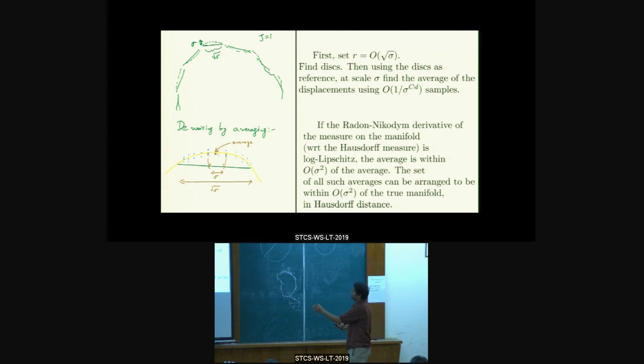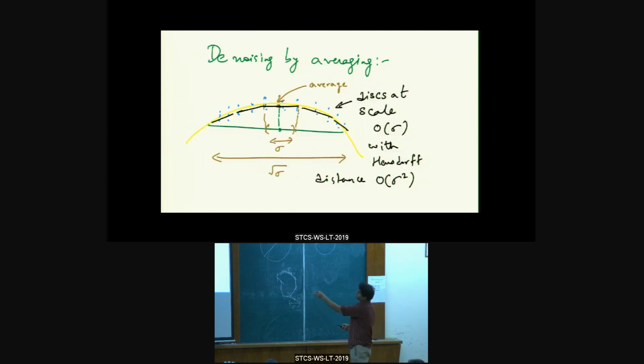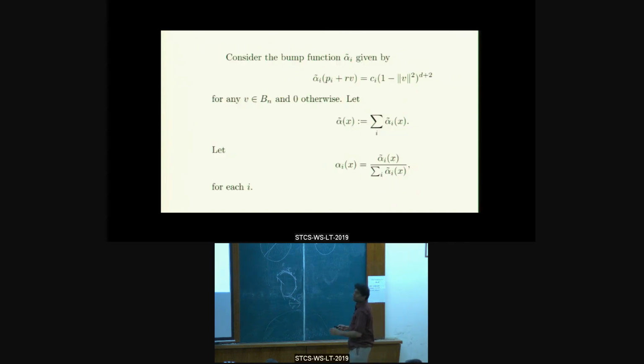Okay, so that way you get lots of points within sigma squared of the manifold, and now we have to build the manifold using these points. So these, just at scale sigma, give Hausdorff distance sigma squared. There are some additional technicalities here.